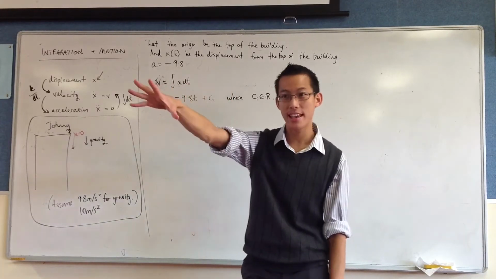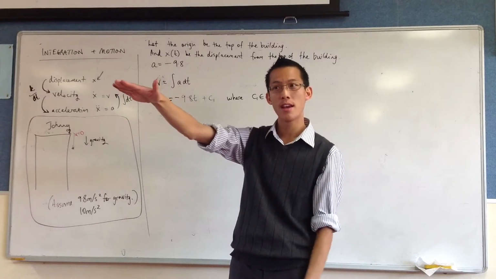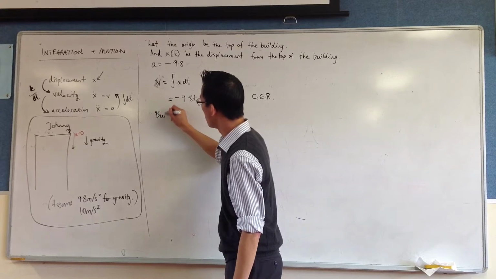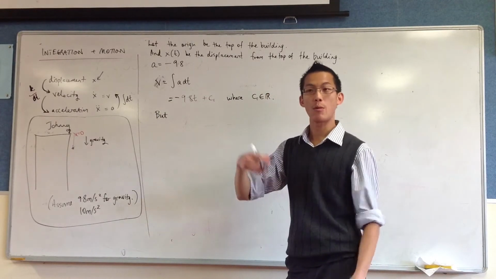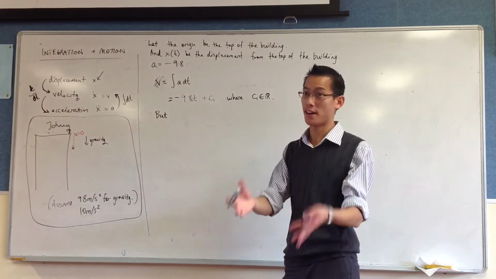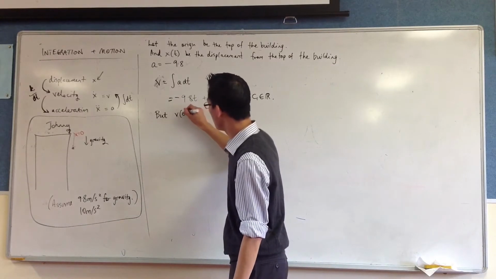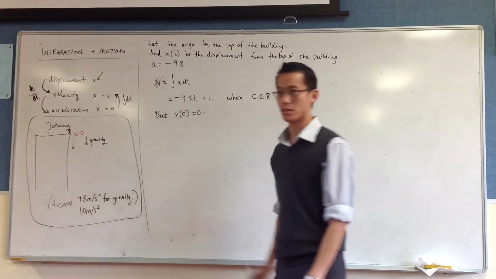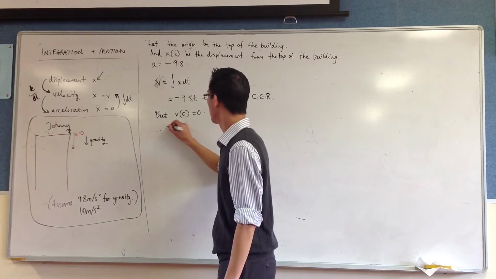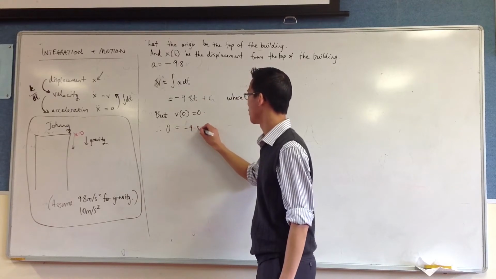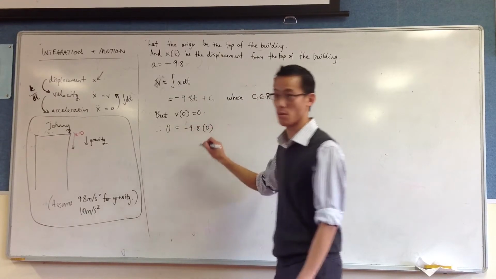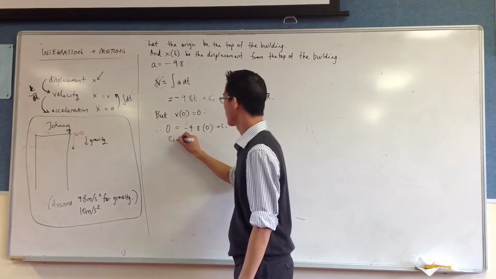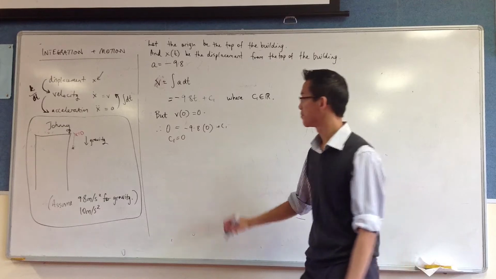I said, he doesn't throw it, he just drops it, okay? So at that split second when he's actually released it, it's not going anywhere, and then gravity starts to act on it, okay? So therefore, you could say when t is 0, v is 0. A faster way to say that is v of 0, because v is also a function of time, right? That's equal to 0. Therefore, 0 is equal to minus 9.8 times 0 plus my constant. Okay? So that's kind of pleasant.